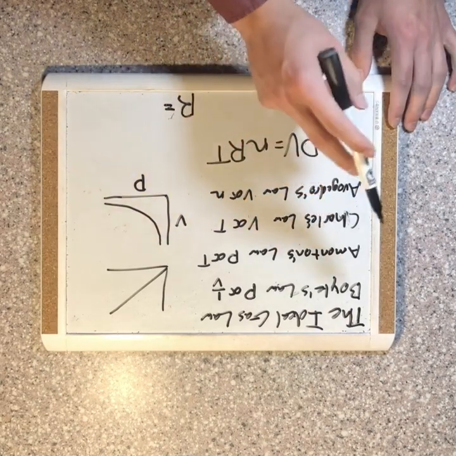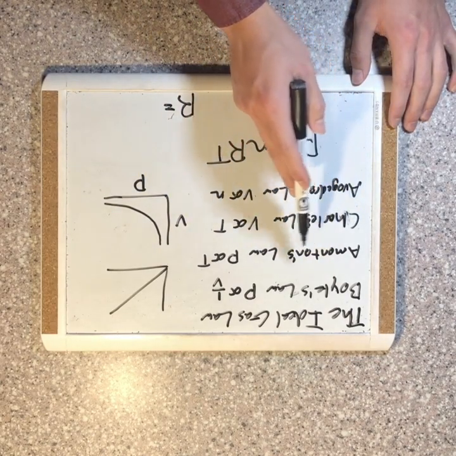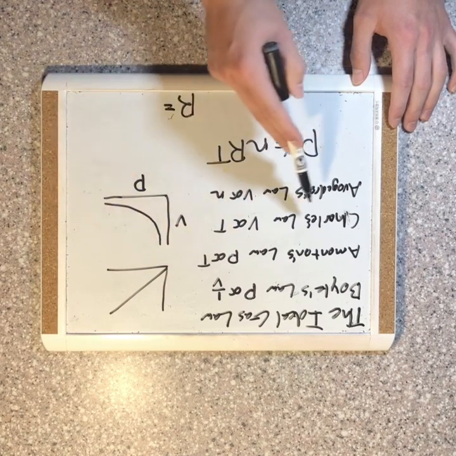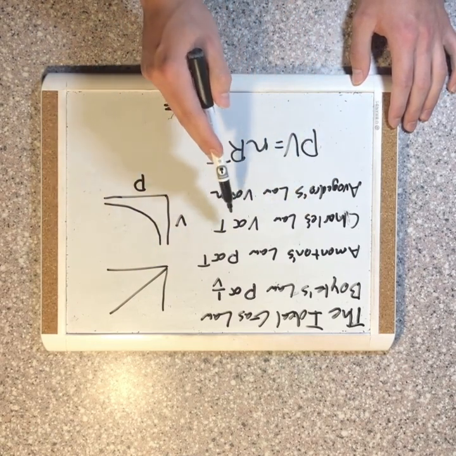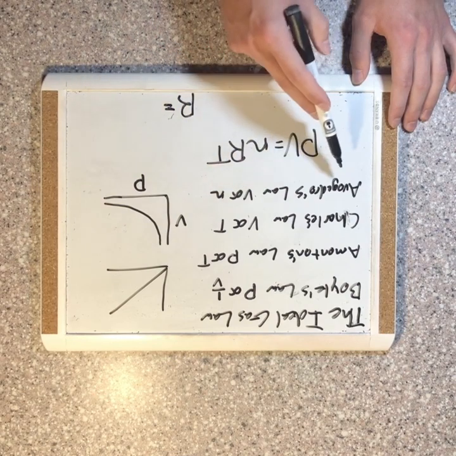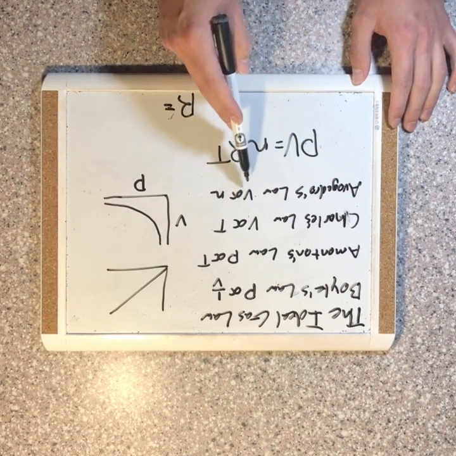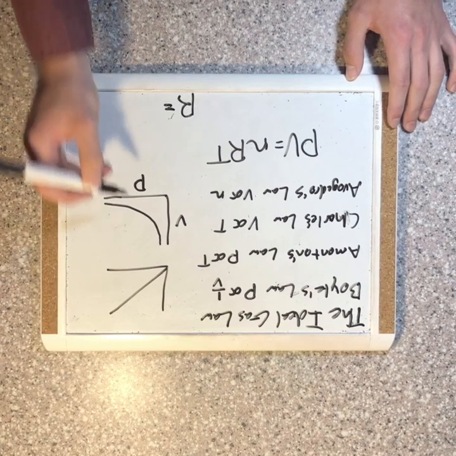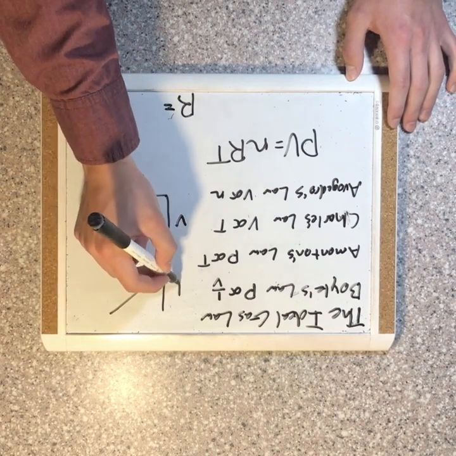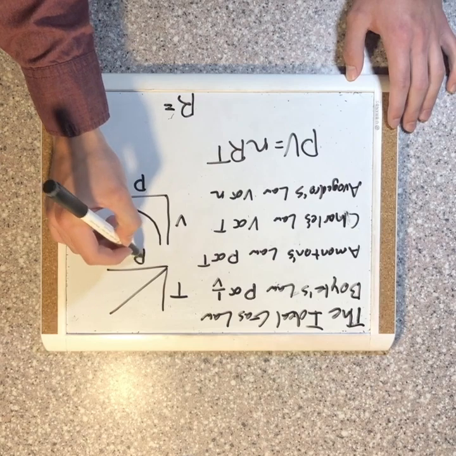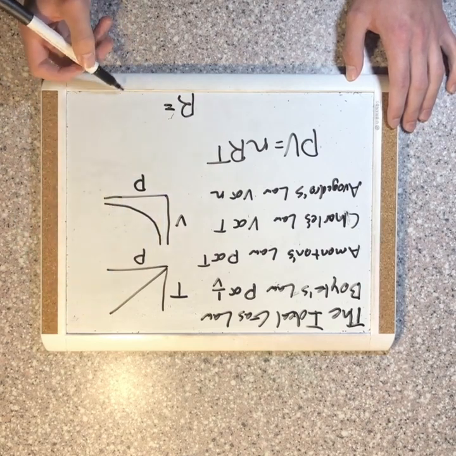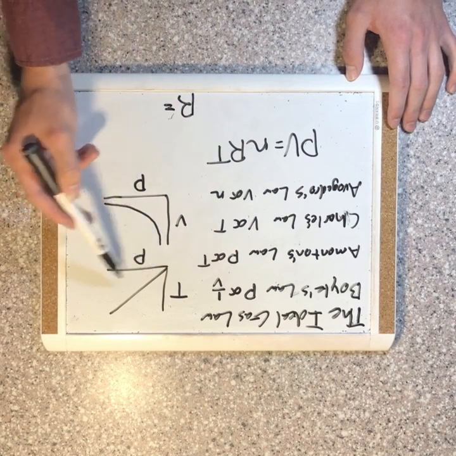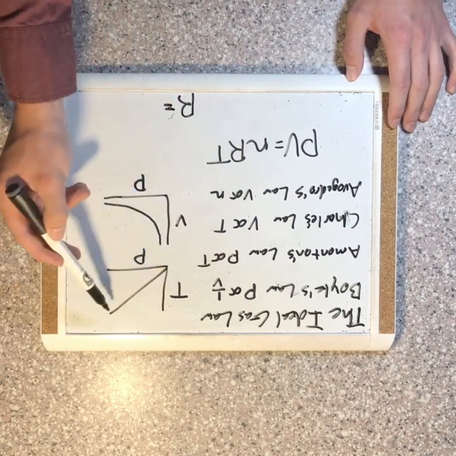These other laws, Amontons' law says pressure is proportional to temperature. Charles' law says volume is proportional to temperature as well. And Avogadro's law says volume is proportional to the number of moles. For these, you get a straight line when you graph it. So if we were to graph Amontons' law, we would get pressure and temperature and a line like so.